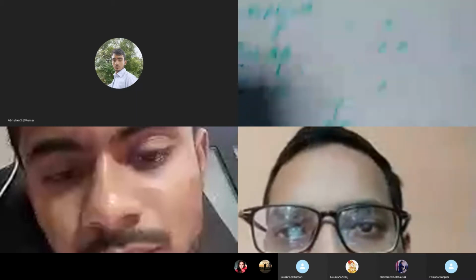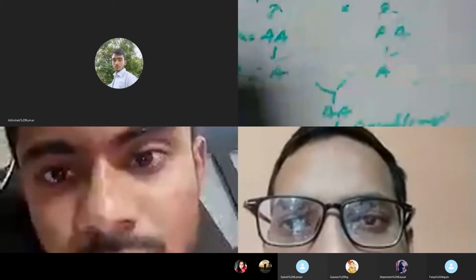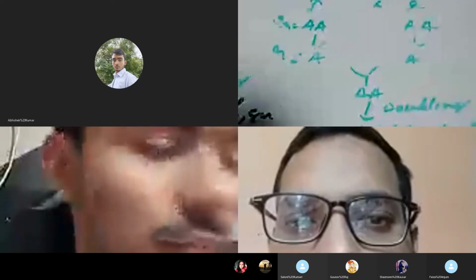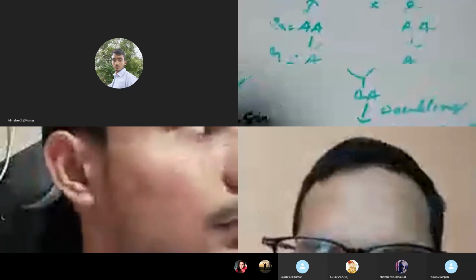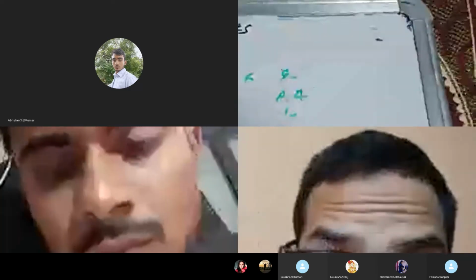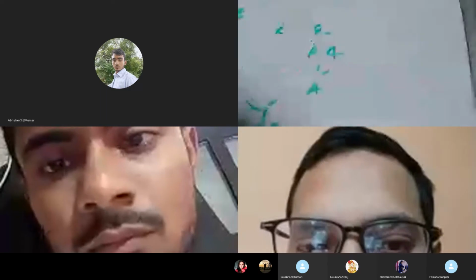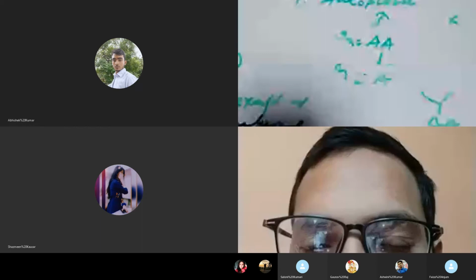Okay? And what is allopolyploid? What happens in allopolyploid? Look, allo means different. This is the male parent having the genotype capital A, and the female parent having the genotype capital B. These alphabets represent the sets of chromosomes. This is the diploid number, 2n equal to AA, 2n equal to BB.